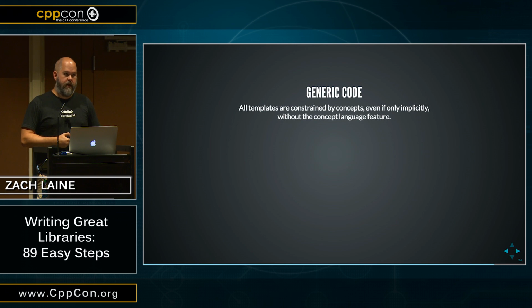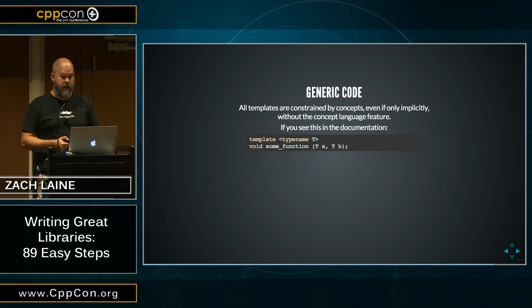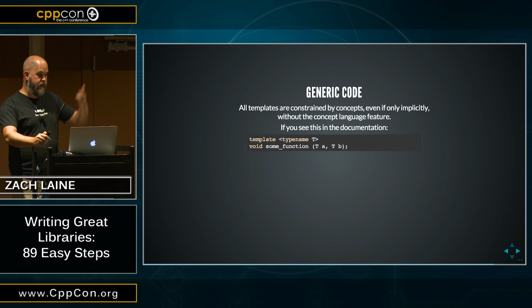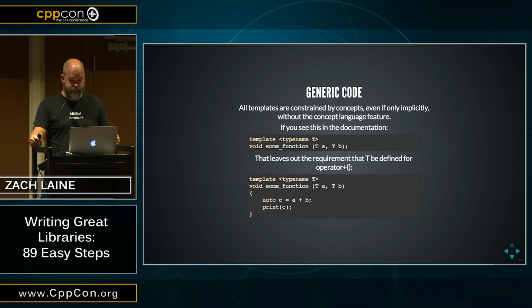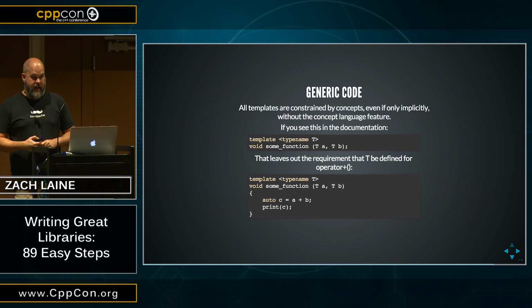Okay, so generic code. All templates have an implicit concept requirement, even if it's implicit. So let's take a look at this. Let's say you look in the documentation, you just see the name of this function, and it doesn't have any comments. It's just this function and some Doxygen comments or something. So it takes an A and a B by value. That elides the fact that A plus B is used inside of it. Okay, and so I can't pass just any old thing in there. I need two things that I can add.